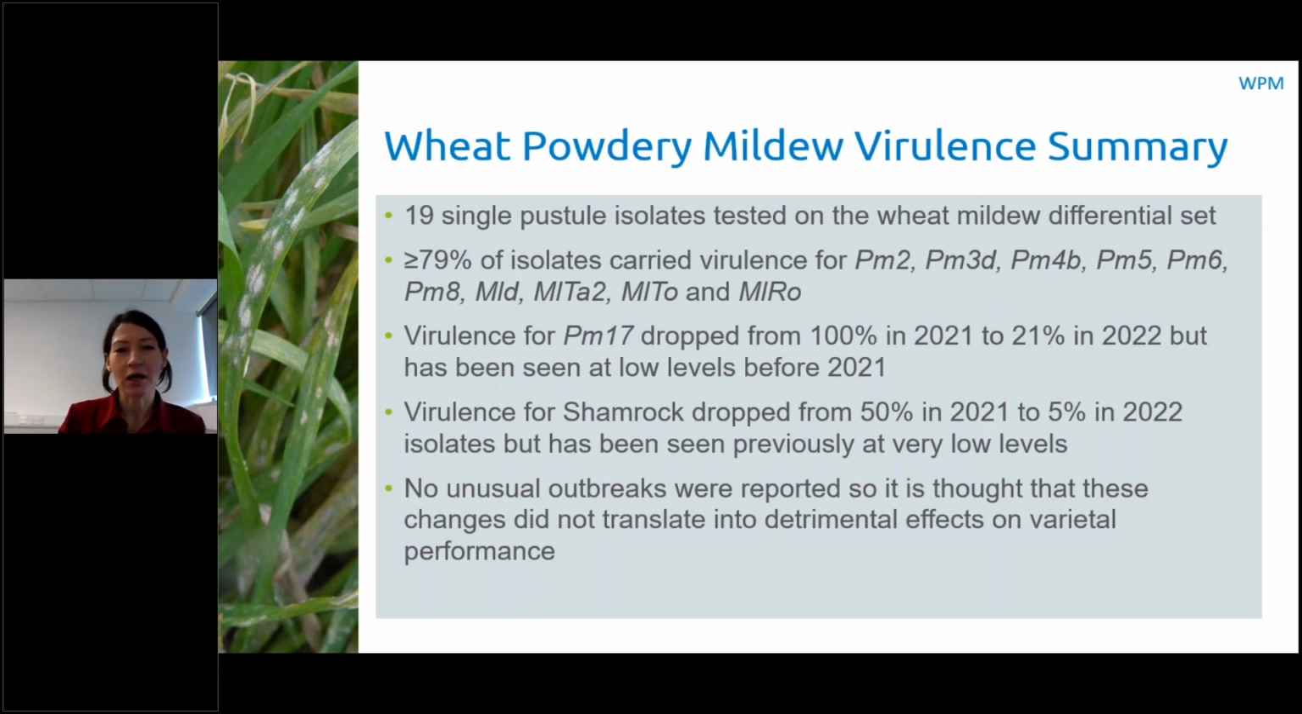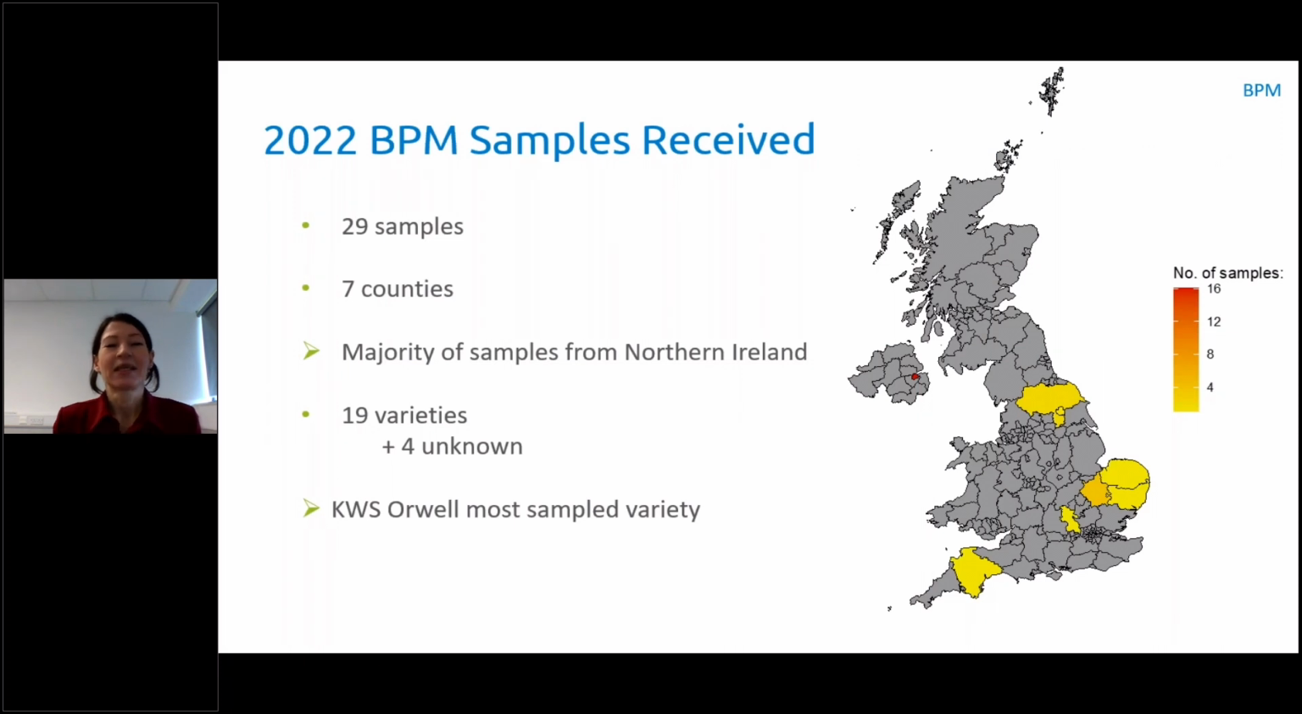I'm going to now go on to the barley mildew. So for the barley mildew, we received 29 samples. They came from 7 counties. The majority of the samples did come from Northern Ireland, but we did have samples from Devon and North Yorkshire and Cambridgeshire counties. They came in from 19 varieties, and this time Cadivus Orwell was the most sampled variety.